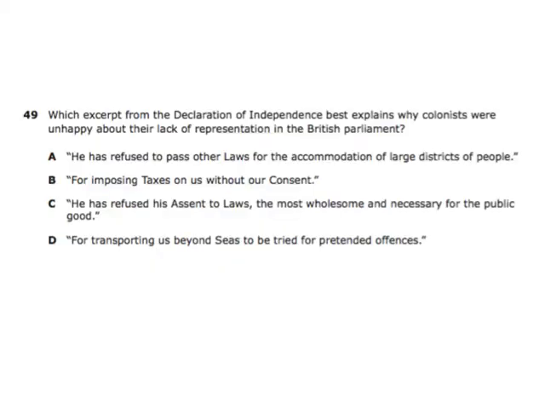Which excerpt from the Declaration of Independence best explains why colonists were unhappy about their lack of representation in the British Parliament? All right. Remember, no taxation without representation. Representation means consent. Like if you consent to allow me to continue giving you these questions, that means you're allowing it. You're saying it's okay. So they're saying that he imposed taxes on us without us allowing it. We weren't even represented.